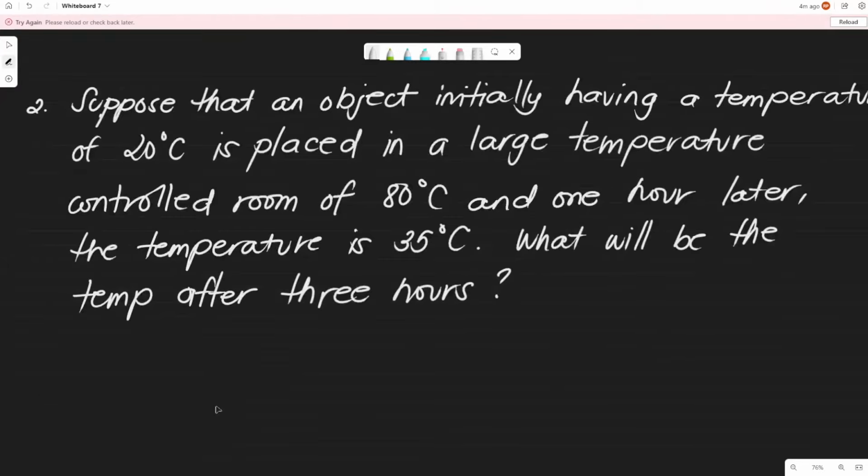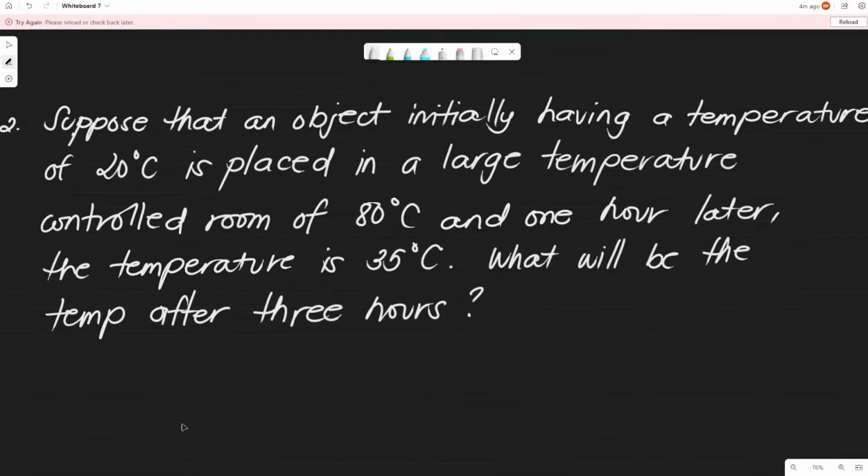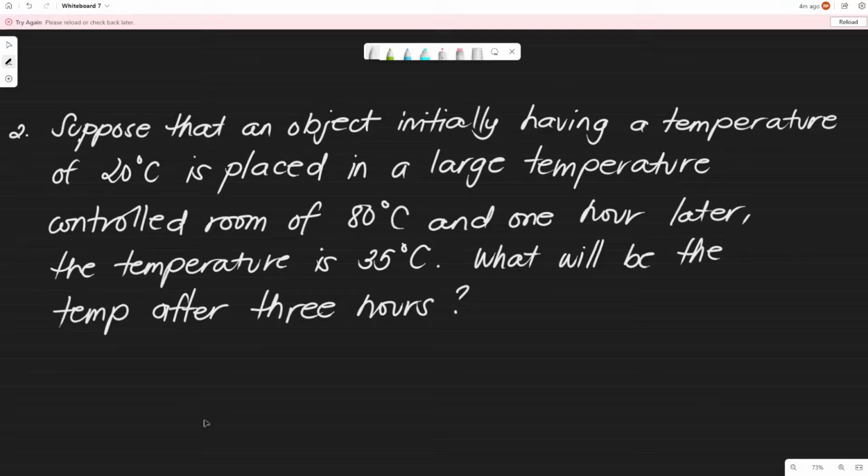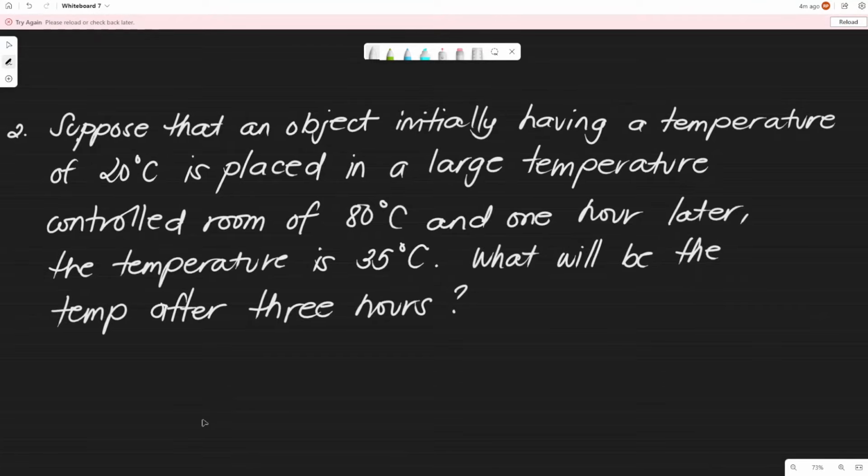Next, number 2. Suppose that an object initially having a temperature of 20 degrees Celsius is placed in a large temperature-controlled room of 80 degrees Celsius, and 1 hour later, the temperature is 35 degrees Celsius. What will be the temperature after 3 hours? Here, it is not asking for 3 hours after the first increase, it simply says after 3 hours. So we have no subtraction or addition to do.